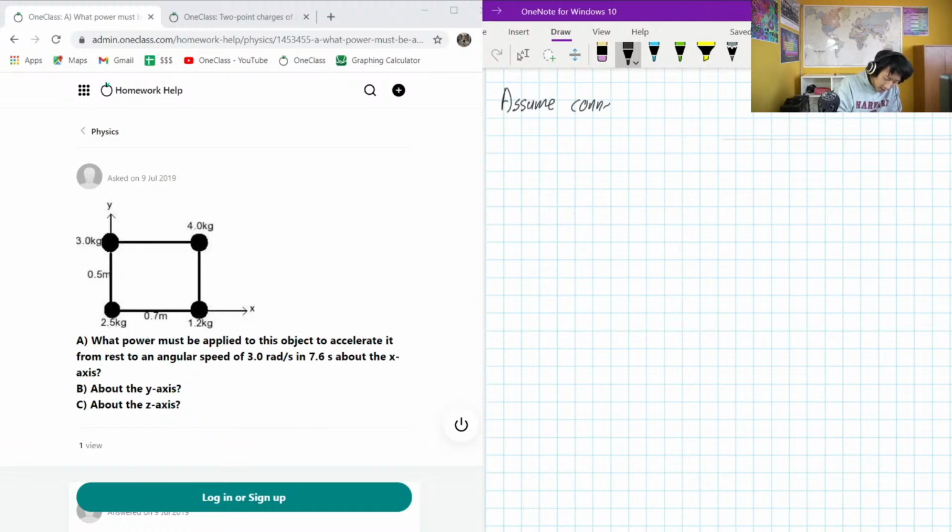We have to kind of assume something though. Assume connections are massless. The reason why we need to assume that these connections are massless is because we don't have any masses given associated with them, so we're going to assume that there's zero. Normally, if you do have anything connected between them, it would have mass, and you do need to calculate that. But we're going to assume that their masses are so little that we can ignore them. Otherwise, this would be impossible unless we're given them. Okay, cool. So it's asking us for the power applied.